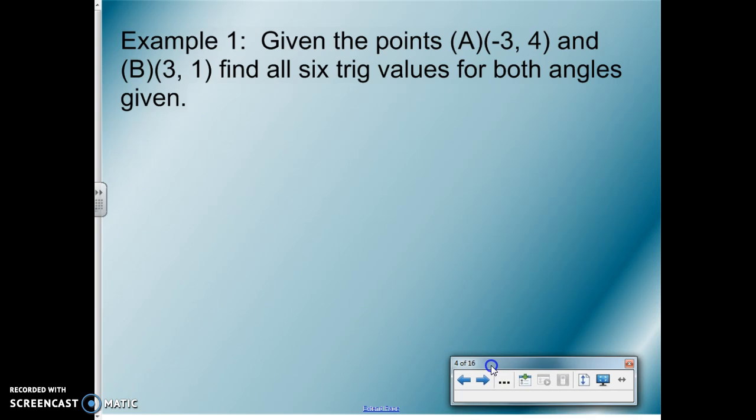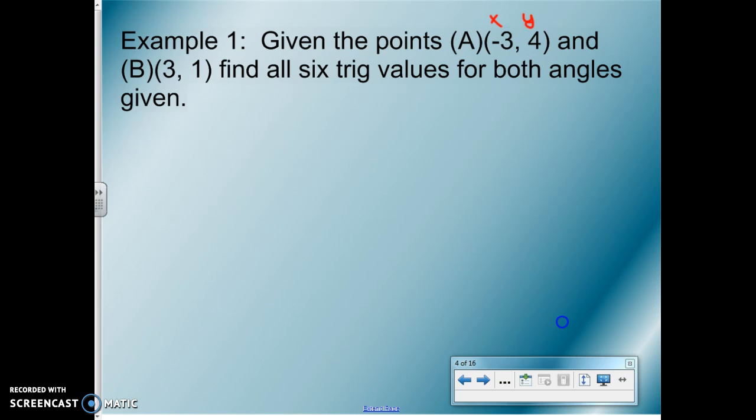But now here is what we're looking at. Given the points A at -3, 4, and then B at 3, 1, find all 6 trig values for both angles. We're only going to do one at a time. So let's do A. So this is x. This is y. Let's not worry a whole lot about even drawing the triangle. I always draw the triangle. When in doubt, draw the triangle. I do everything from the triangle.